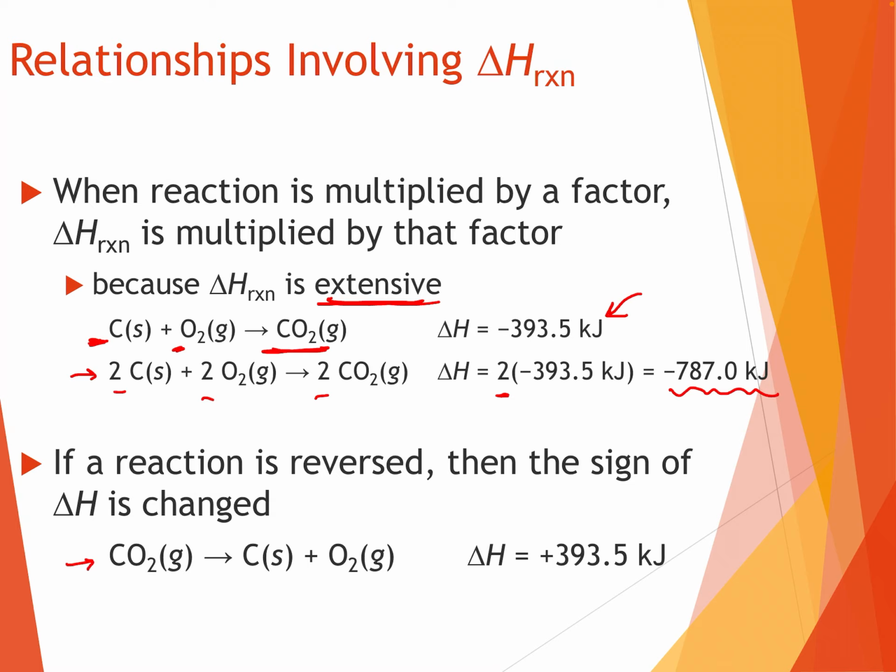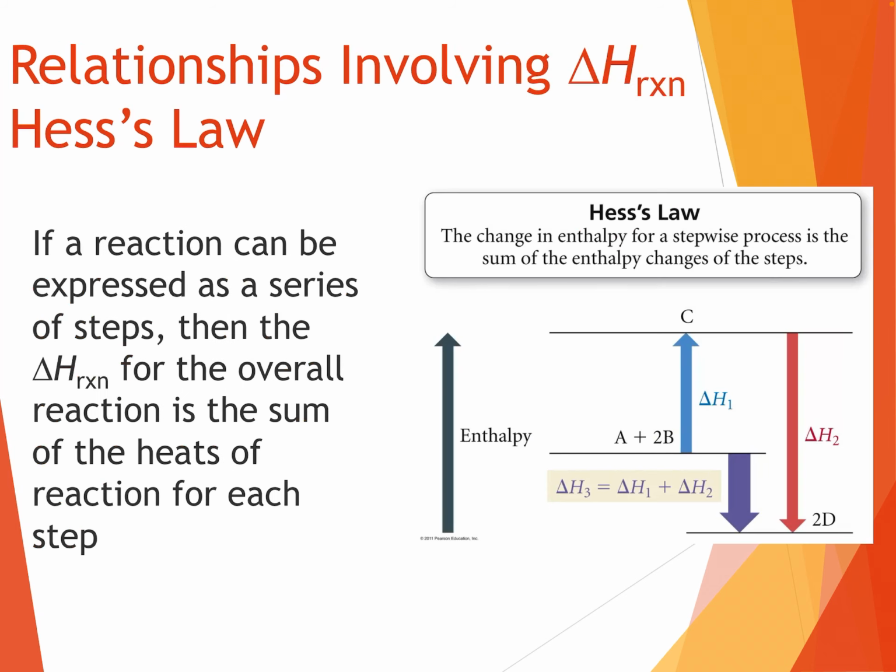So on this slide, if we multiply our reaction by a number, then we're going to multiply our delta H by that same number. So in that case, it's doubled, so we're going to double our delta H. If we reverse the reaction, then we are going to flip the sign. So instead of it being negative, now it will be positive. And the reason that I'm talking about all of these delta H's is because we are going to use them in our Hess's law calculations.